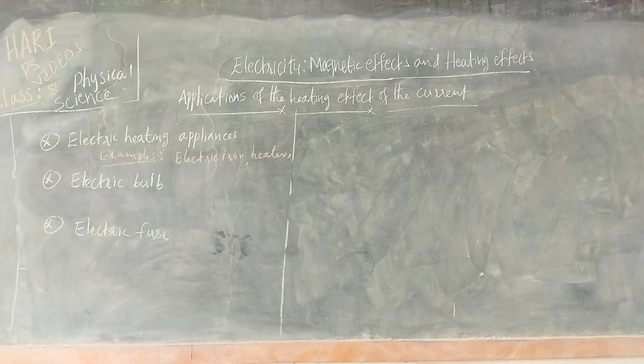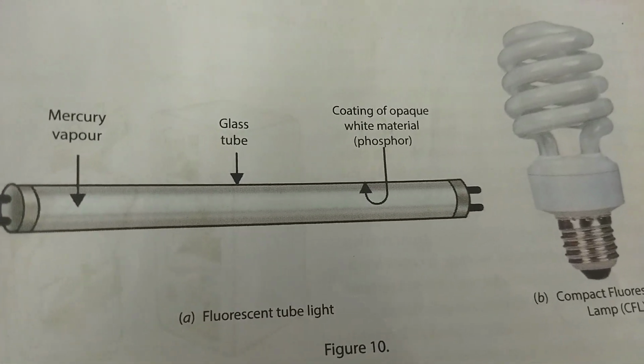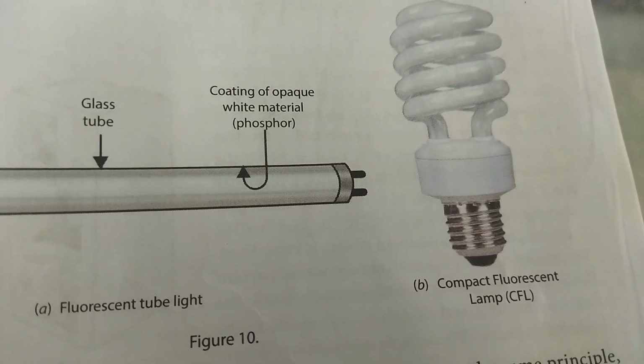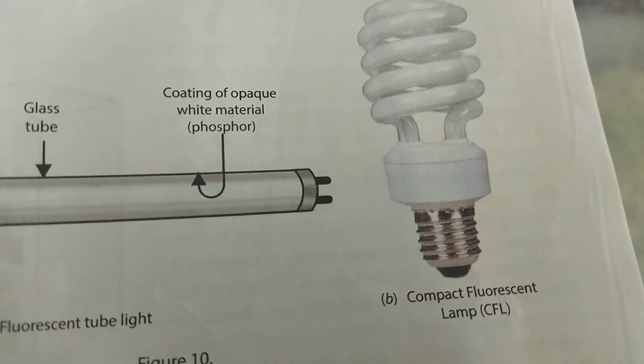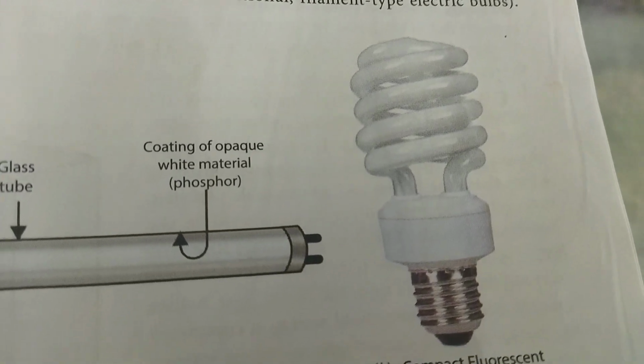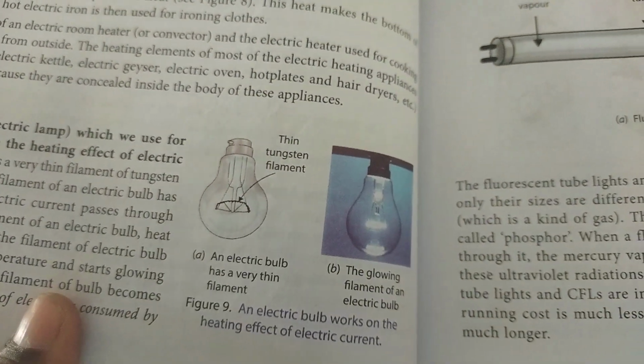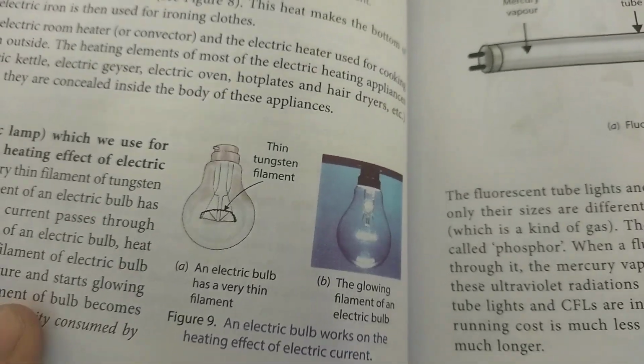Let's see fluorescent tube light and compact fluorescent lamp. A fluorescent tube light has a mercury vapor glass tube coated with an opaque material called phosphor. Similarly, the compact fluorescent lamp. So we are using this kind of bulbs in our home, right? You know very well. And the electric bulb, the glowing of the filament of the electric bulb. So these are about the electric bulb.